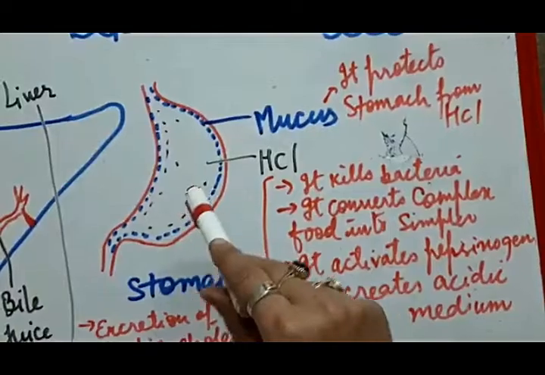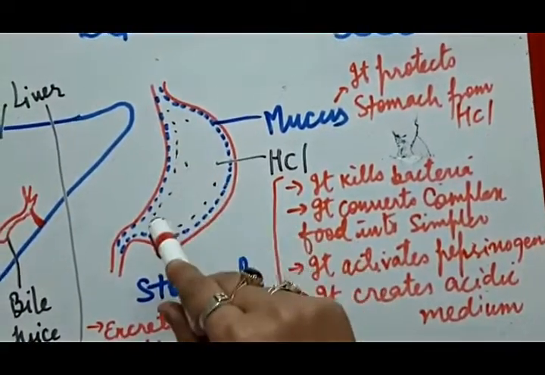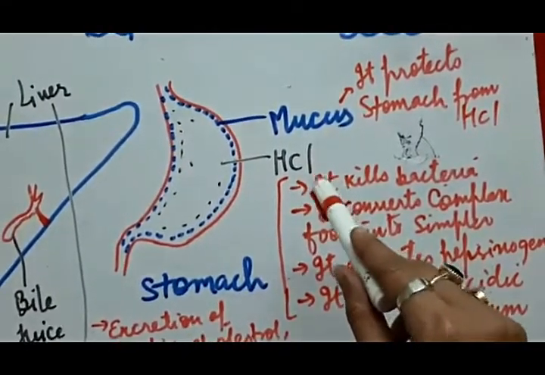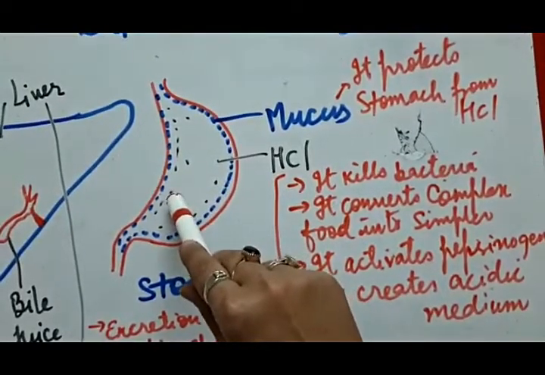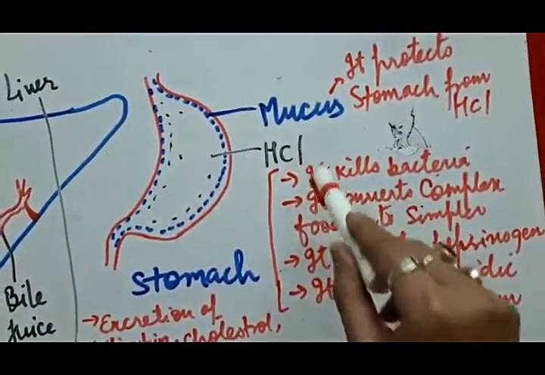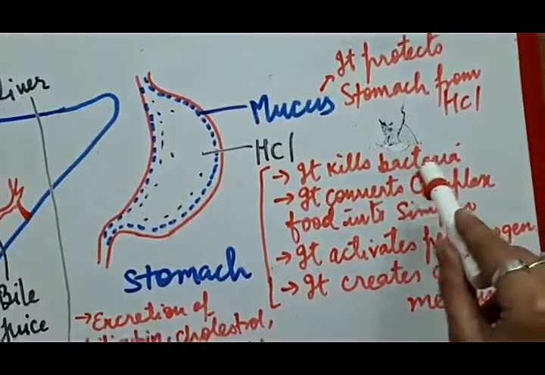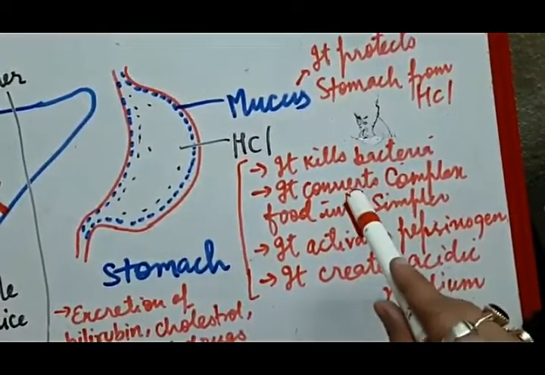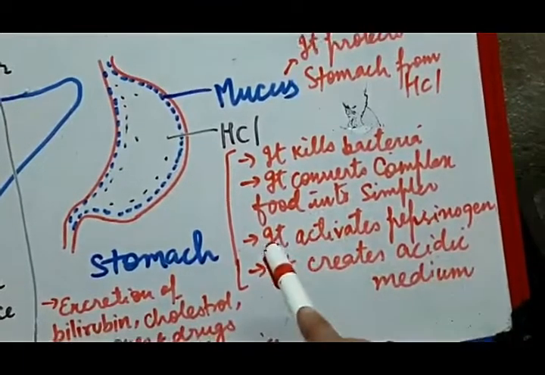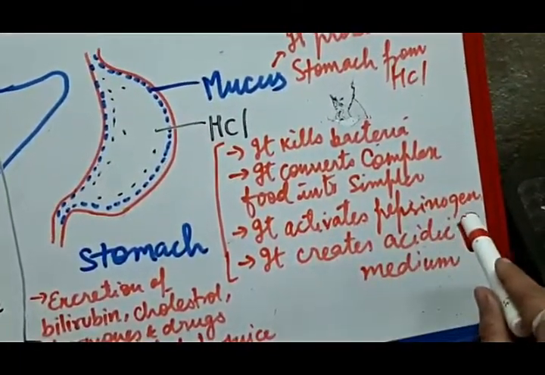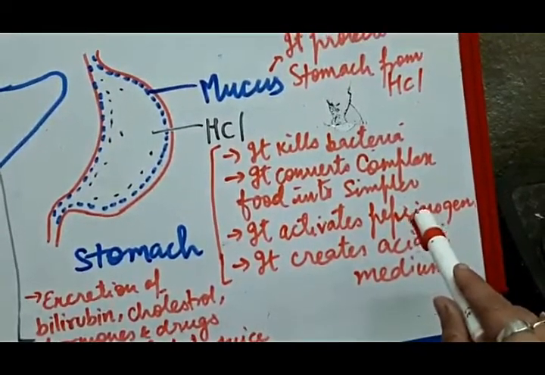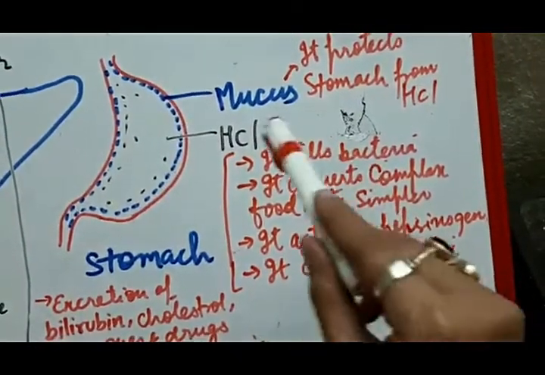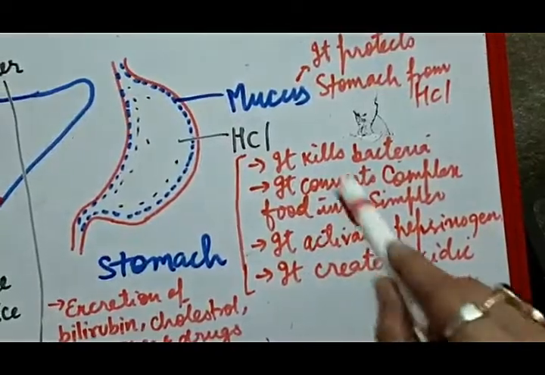HCl is hydrochloric acid which is present in the stomach, and it also plays a vital role in digestion. The food which we eat comes into the stomach, and the roles of the HCl are: it kills bacteria. Second, it converts complex food into simpler, which means it makes the paste. It activates pepsinogen. Pepsinogen is a coenzyme, and it creates an acidic medium. So these are the functions of the HCl.